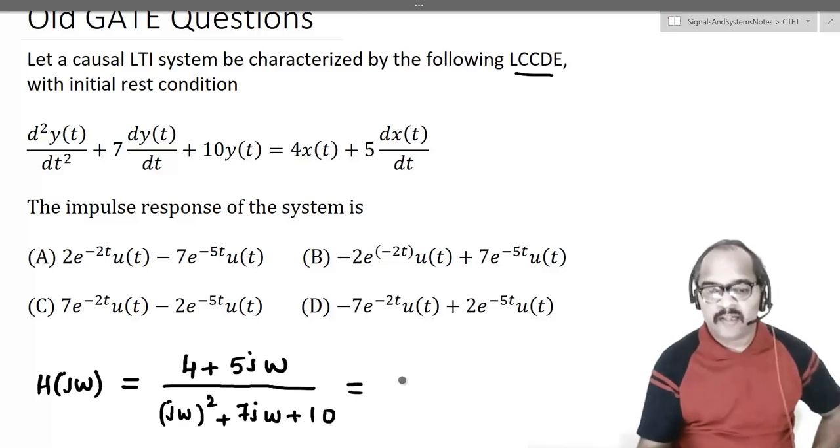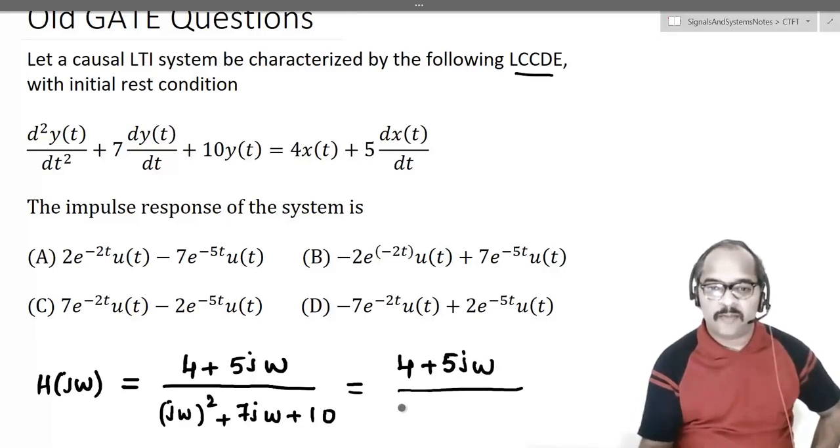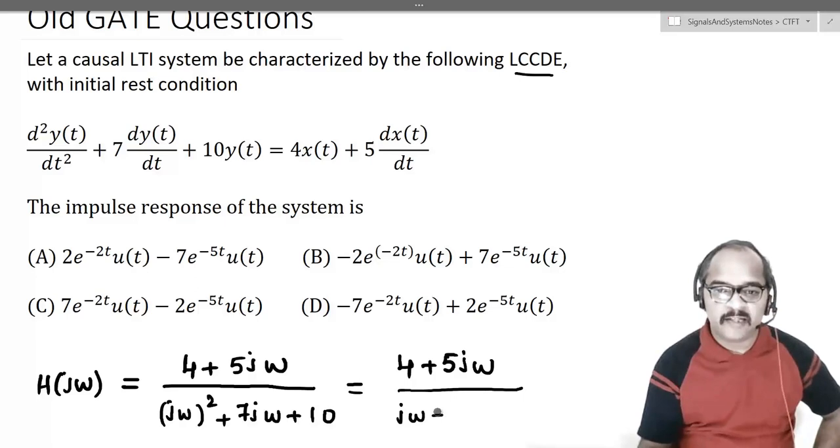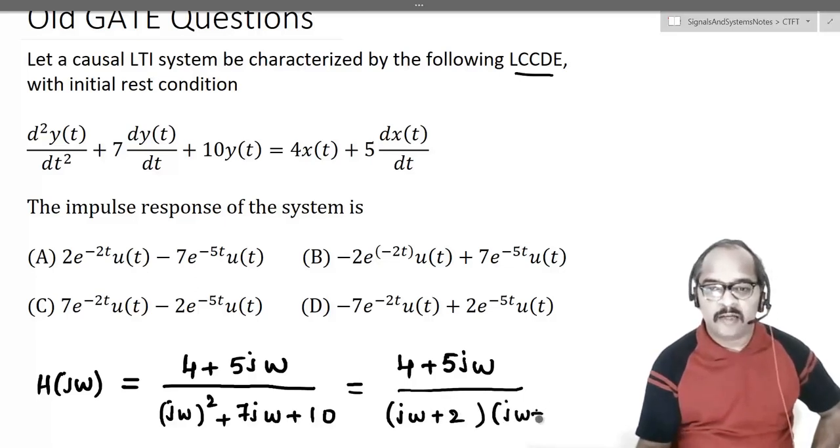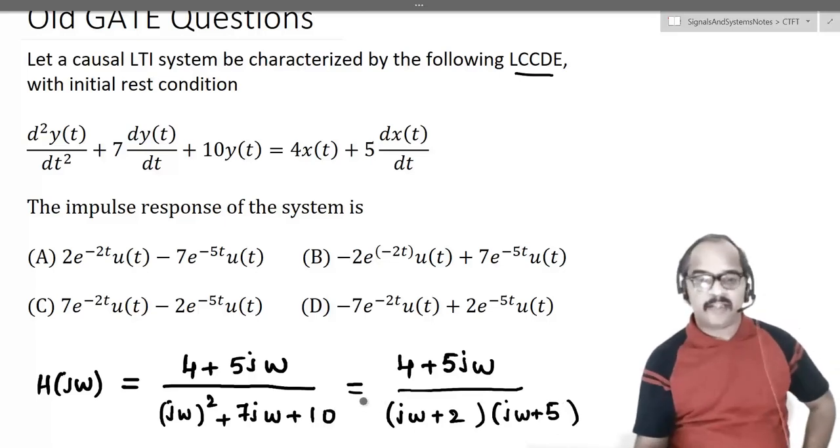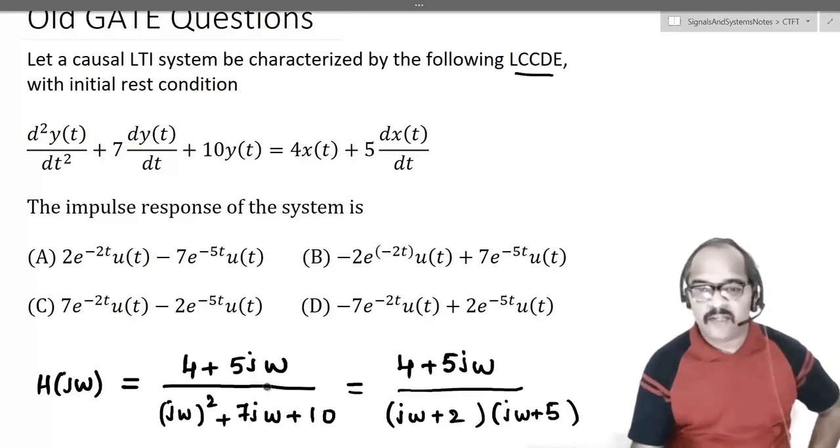Okay, so what is the next step here? We have to factorize the denominator. You get 4 plus 5j omega over, and what are the factors? We can easily see that they are j omega plus 2 and j omega plus 5. So that is the factorization of the denominator of the frequency response.